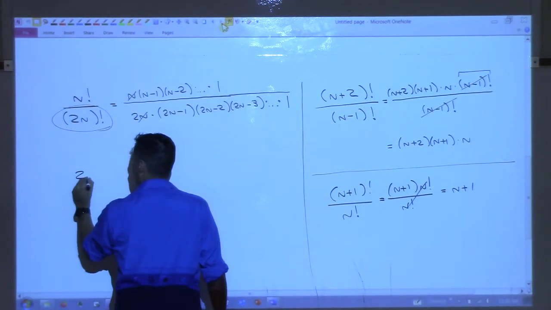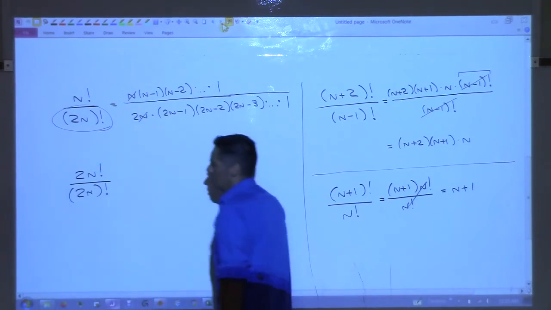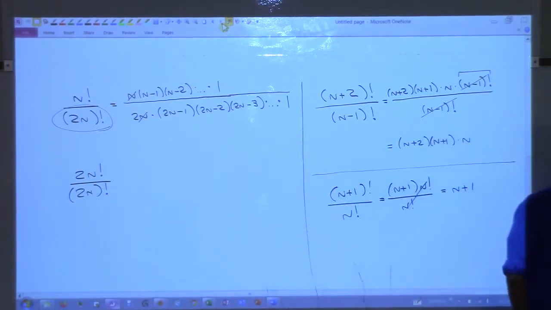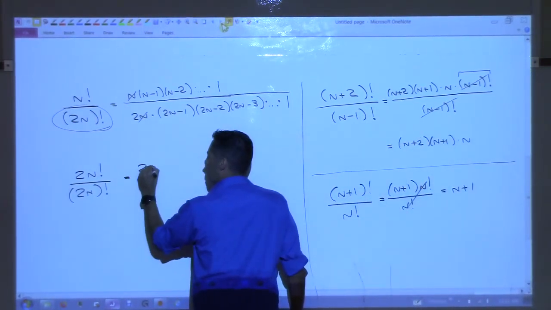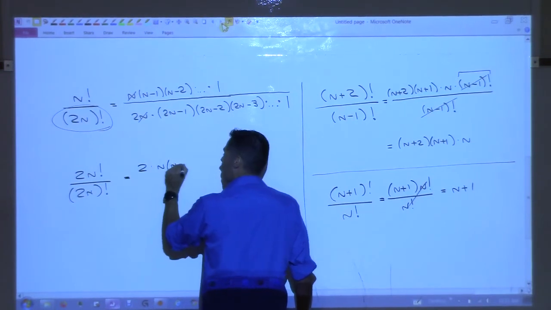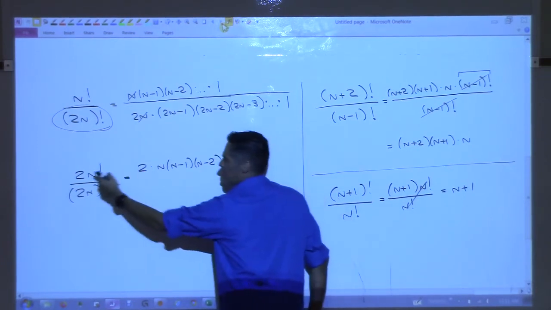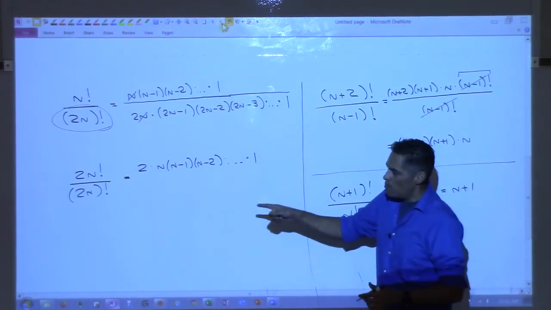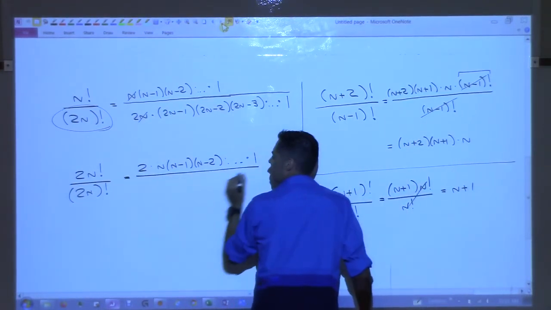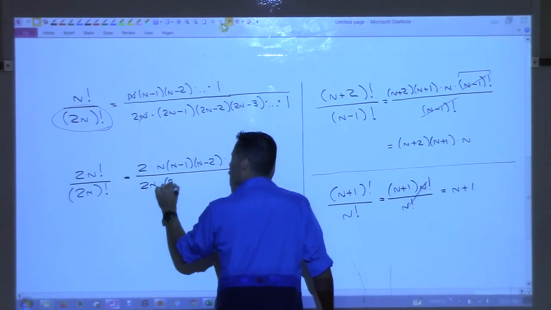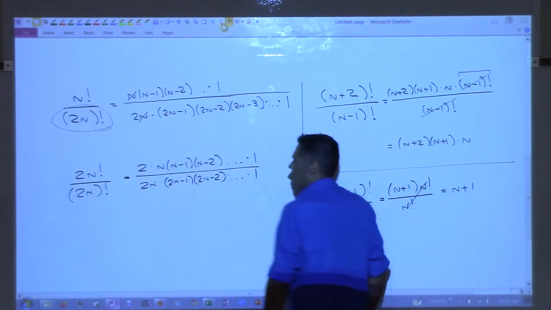How about this? 2n factorial over 2n, that quantity factorial. So this is a better illustration of the difference between the two. The top one is just 2 times n times n minus 1 times n minus 2 all the way down to 1, right? The 2 is just sitting out in front of everything. On the bottom one, the 2n is inside each factor. So this is 2n times 2n minus 1 times 2n minus 2 down to 1.